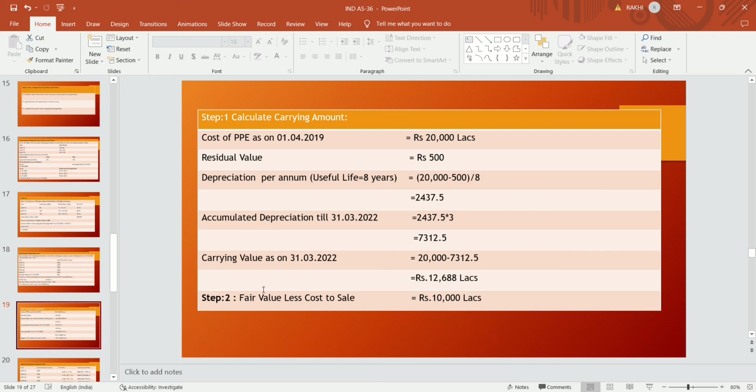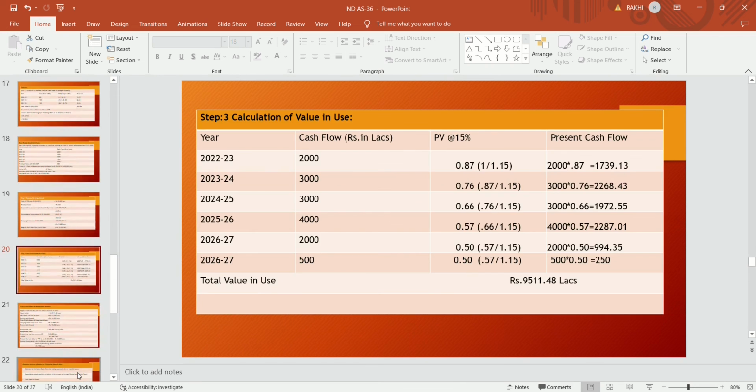We have a fair value less cost to sell. Now we will find out the value in use. Calculate the value in use. The cash flows are 22, 23, 23, 24, 24, 25, 25, 26, 26, 27, and the residual value at the end of the useful life is 500. The cash flows are 2000, 3000, 3000, 4000, 2500 in lakhs.